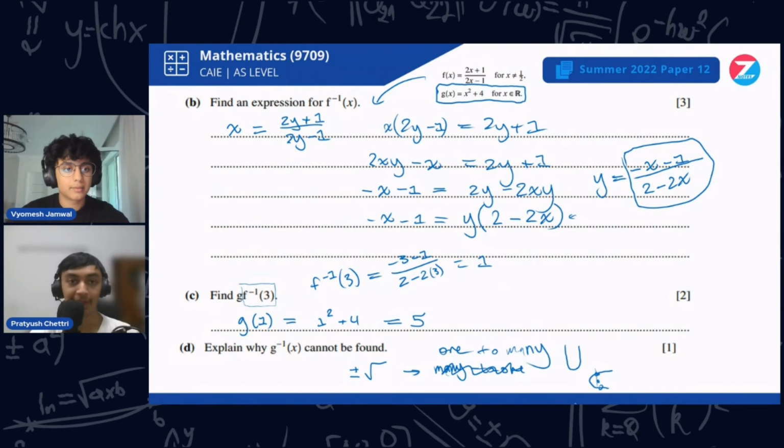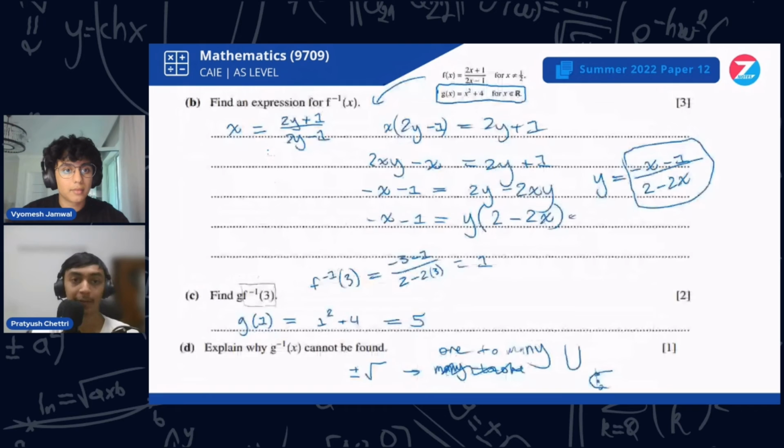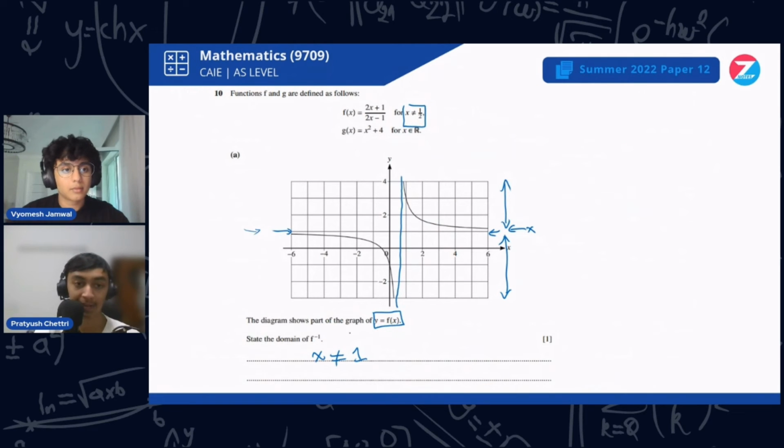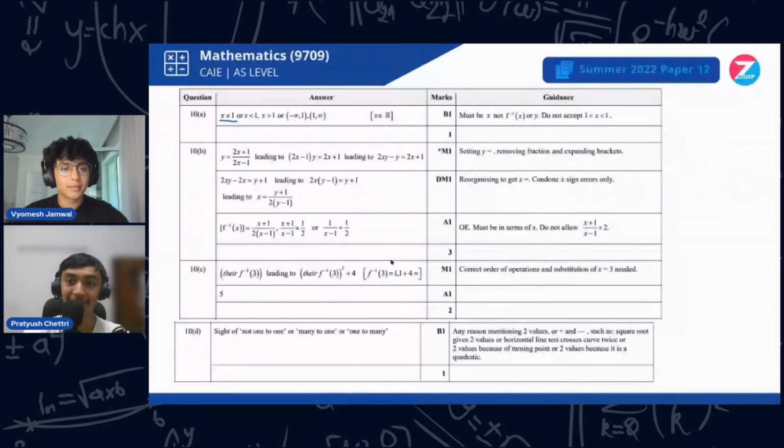Nice. Now let's check our answers. So the range of f of x, where's my mouse? Okay, there it is. Range of f of x is x does not equal 1. The range of the inverse is the domain. The domain of the inverse is the range of the normal one. Yes, it does get a bit tricky when you start thinking about it, just the wording.